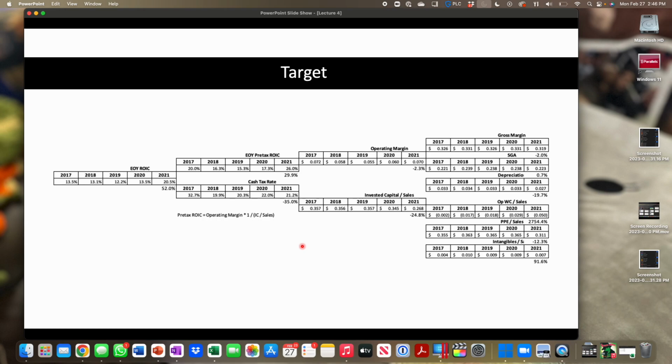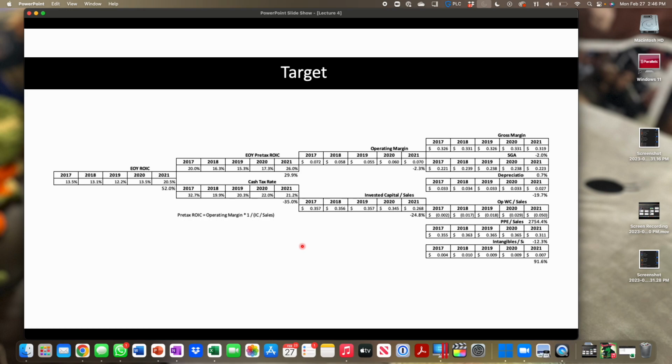Driver number 3, invested capital to sales. To generate $1 of sales in 2017, they spent 35.7 cents on the balance sheet. To generate the same sale in 2021, they spent 26.8 cents on the balance sheet. They're spending less to sell you the same products. That's better. They got more efficient. So if I really look at what's driving Target's pre-tax ROIC up, it's all productivity. The margin was pretty flat, slightly down, and it was the big improvement in productivity of the balance sheet that drove their pre-tax ROIC.